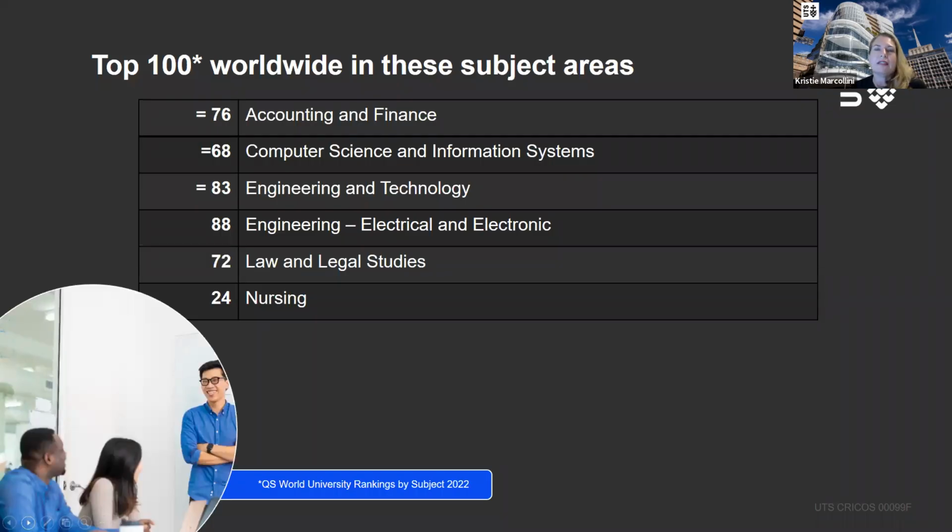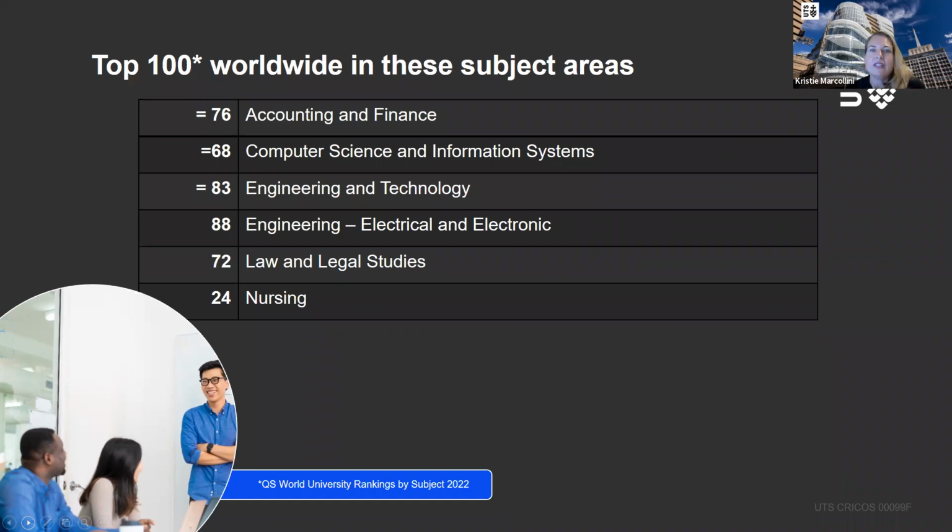And if you look at our subject areas, some students are always asking, what's your strength? What do you stand out for? If we look at it in terms of rankings, we have here the top 100 study areas or subject rankings. We have accounting and finance, which is ranked 76. We have computer science and information systems ranked 68th.